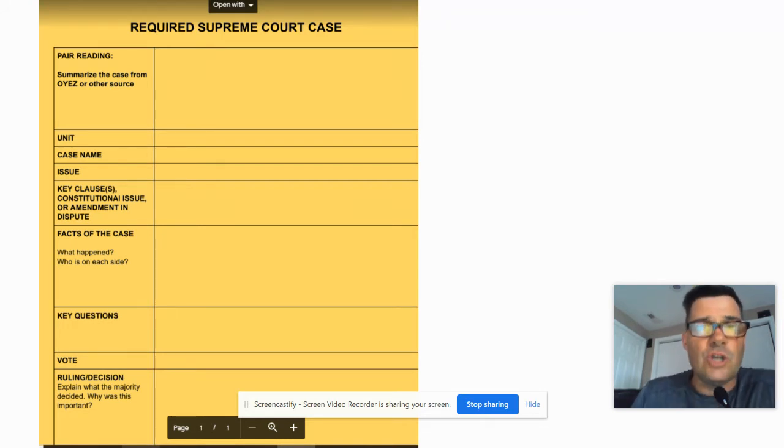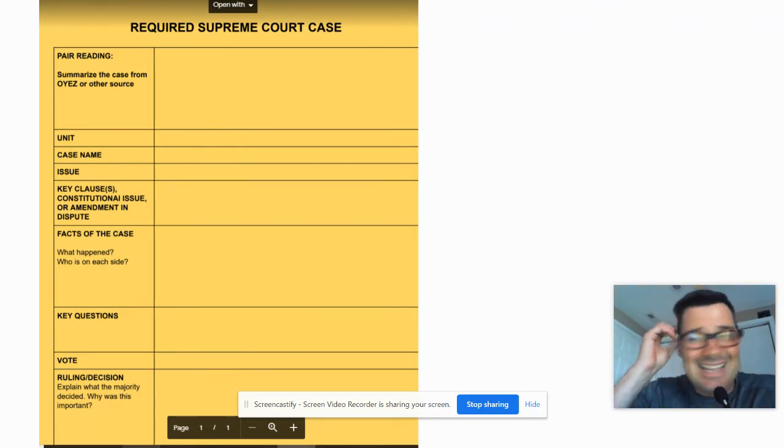All right, cool. So here's the first case. You're going to fill out as we go. Now it has a pair reading part at the top: summarize the case from Oyez. If we do this in class, then we'll do that in class. If not, just skip it, and you're going to start with unit, case name, issue.